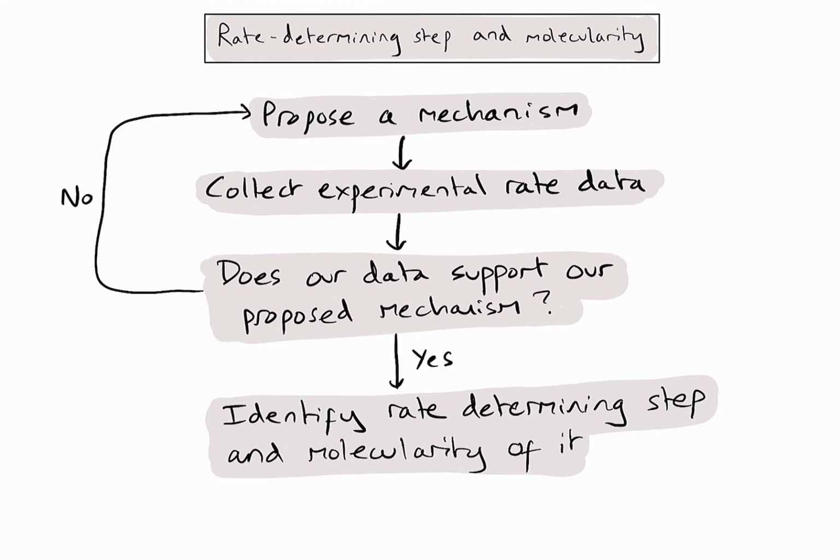Remember that the rate determining step is also known as the slow step, and molecularity could be unimolecular, bimolecular, or trimolecular. Hopefully this video was of some help.